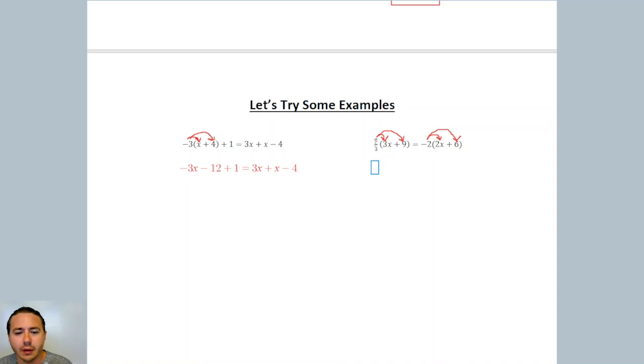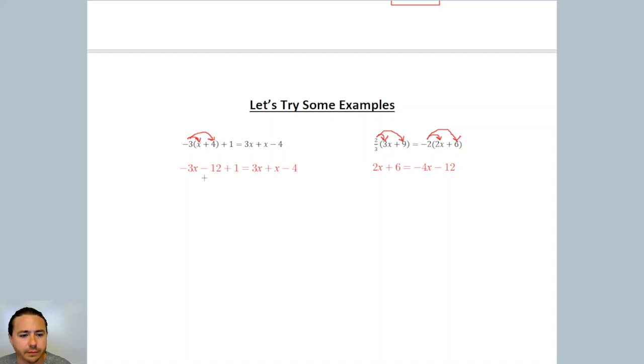Over here, we're going to distribute the 2/3. So 2/3 times 3 is just 2. So that's going to be 2x, and then 2/3 times 9 is 6. So we get 2x plus 6 equals negative 4x minus 12. The next step, which I'm not going to have to do over here, is combining like terms.